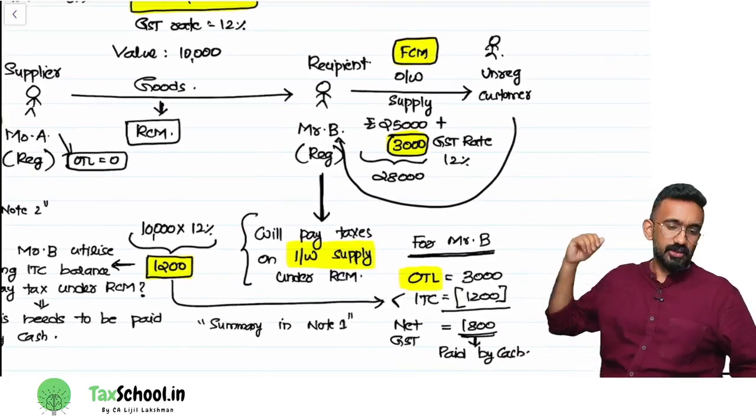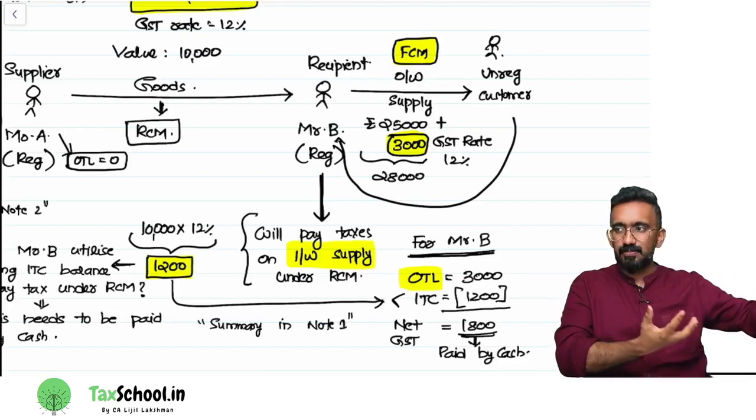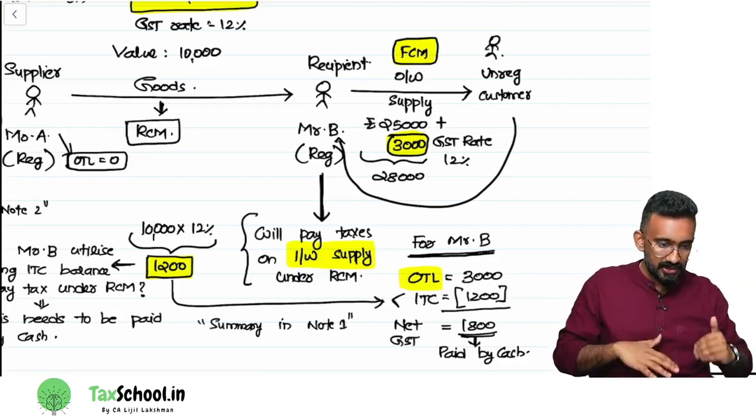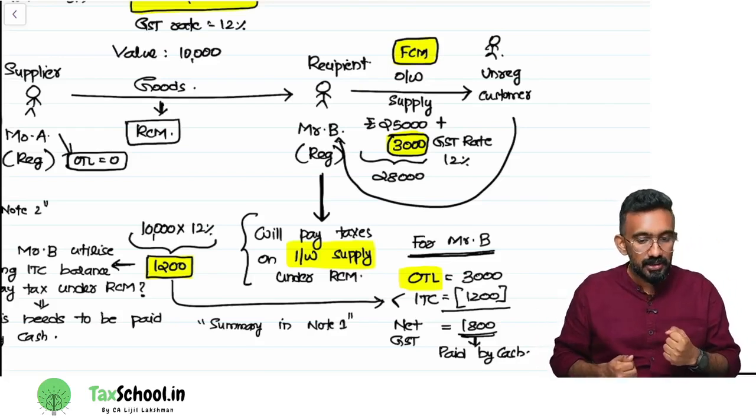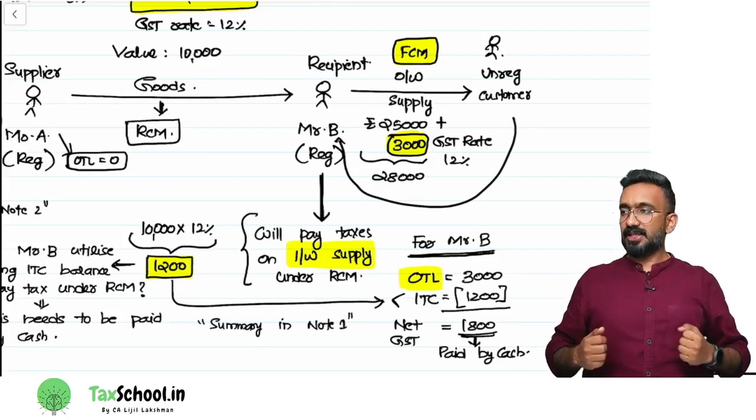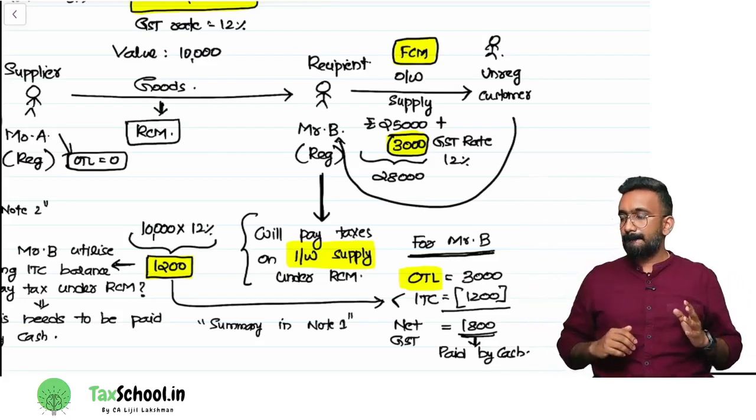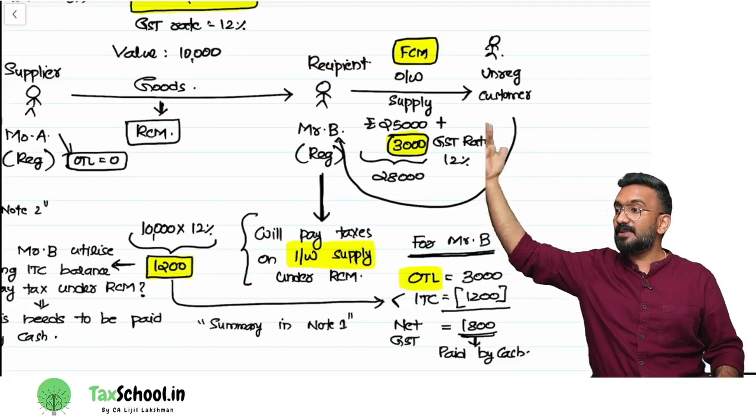Now I'm continuing that example. Mr. A has sold product to Mr. B. Mr. B paid tax under RCM 1,200. After buying the product, Mr. B is also a registered person. What is he doing after buying the product? Mr. B, after buying the product, sold this to an unregistered customer. There's another person who's an unregistered customer. He is ultimately buying this product.